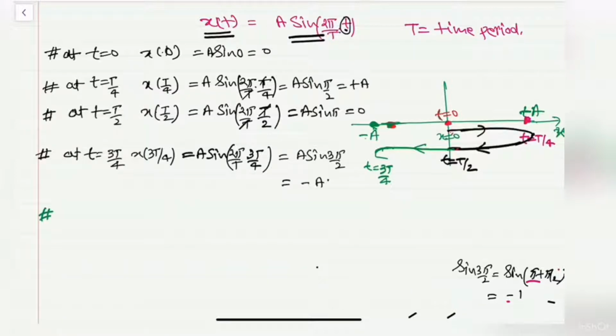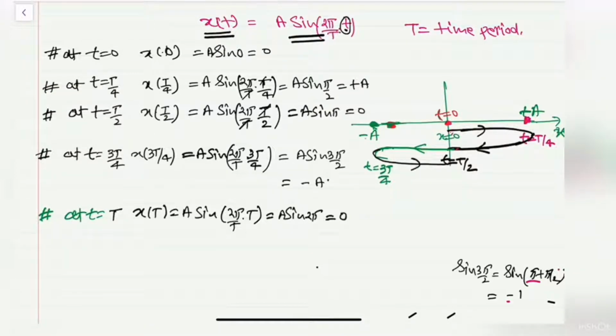Now if you again look at t = T, the value of x(t) will be A sin(2π/T × T), that is sin 2π into A, which is equal to 0. Then again it will move to the mean position.